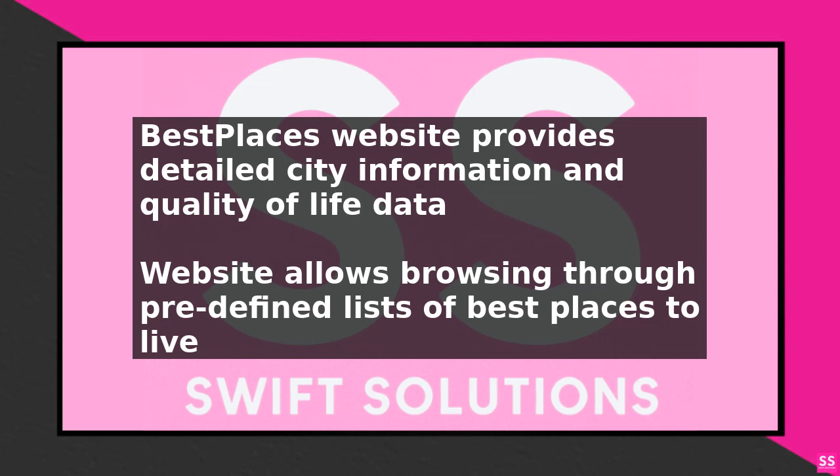First, start by visiting the Best Places website and typing in the name of the city or town you are interested in. You can also browse through the website's predefined lists of best places to live, which are categorized by factors such as cost of living, education, and healthcare.